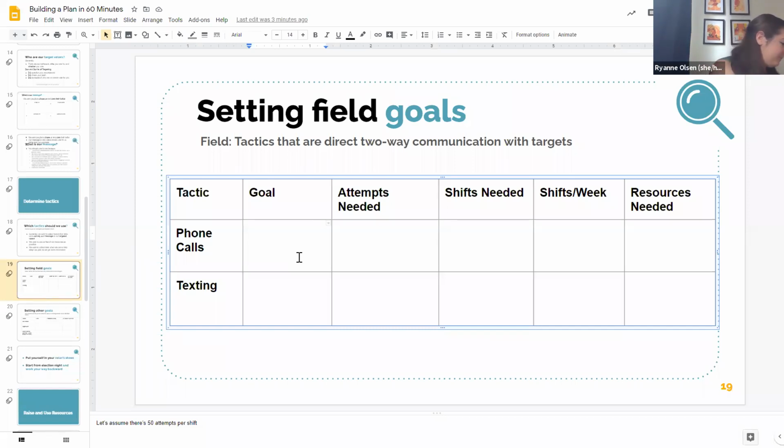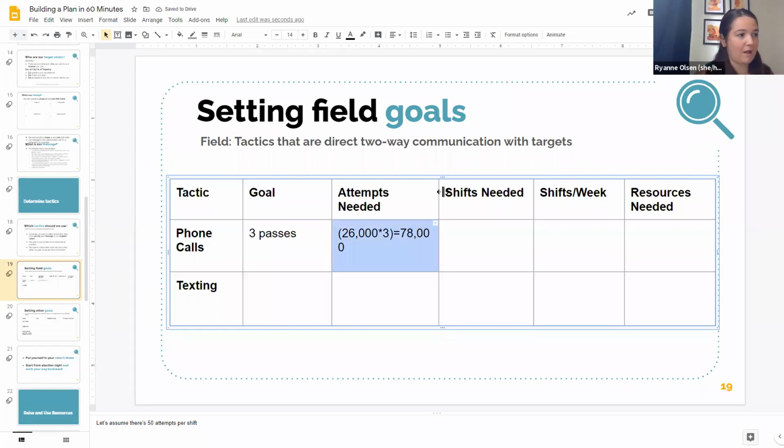So first, the first goal we want to say is how many passes do we want to make? How many times do we want to reach out to these folks? So let's say, for example, we want to do 3 passes. Now we know that our target universe is 26,000 people. These are the people we're trying to reach out to, times 3, because we're calling each of them 3 times, hoping to get a hold of them, talk to them about the race, talk about why they can vote by mail and all of that. So we're going to need to make 78,000 calls.